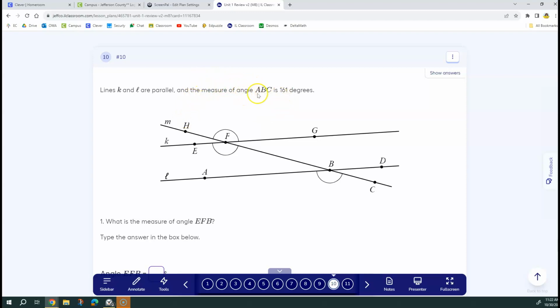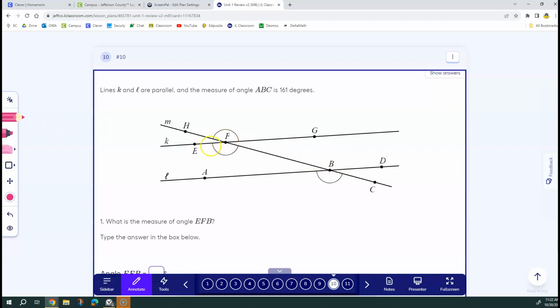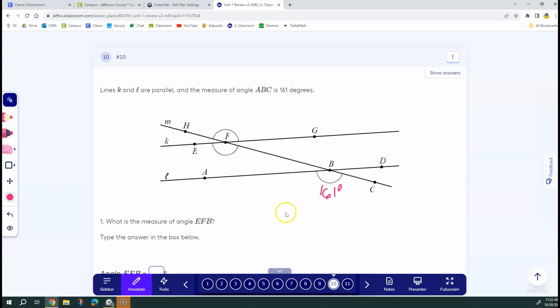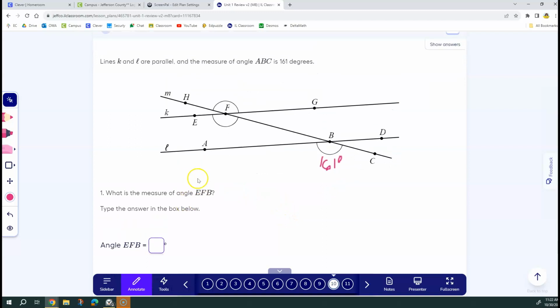This is telling us that the measure of angle ABC is 161 degrees. So angle A to B to C is 161 degrees. That's a terrible degree symbol, but hey, we've got it. So now we're going to use that measurement and our knowledge of vertical angles and also the angles that form with parallel lines cut by a transversal to figure out the angle measurements of the following.